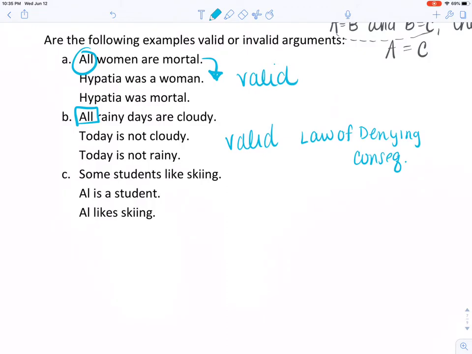Okay, the last one, some students like skiing. Al is a student, Al likes skiing. Because I see that it says some, that doesn't mean every student. Just because Al is a student doesn't mean he likes skiing, because my qualifier was some. So this one is an invalid argument.